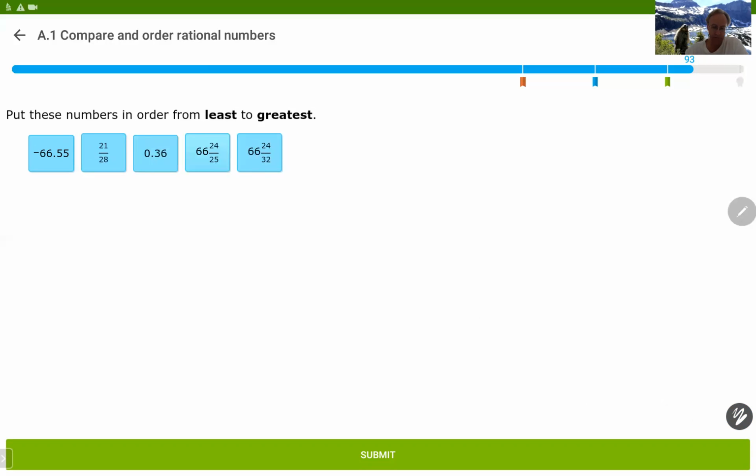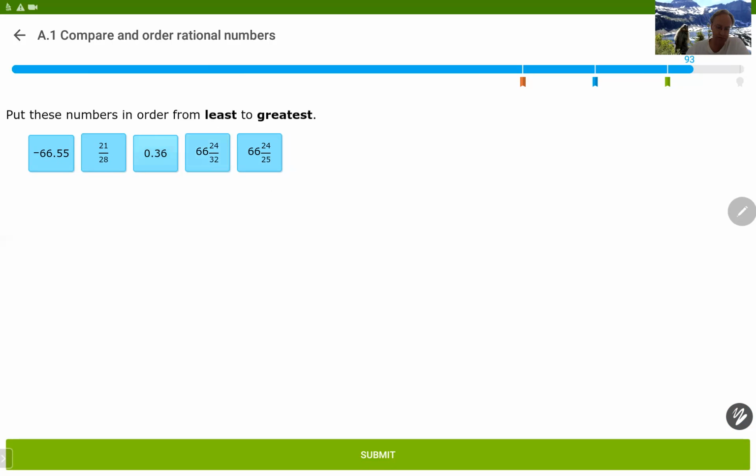Now, be careful. You see that 24 over 25 and that 24 over 32? When the denominator is bigger, the fraction is actually smaller. So in this case, we've got 24 over 25, which is almost 1, and then we've got 24 over 32, which is quite a bit less than 1.